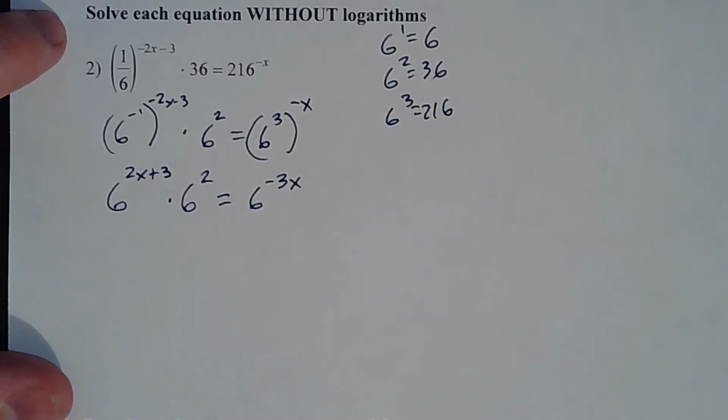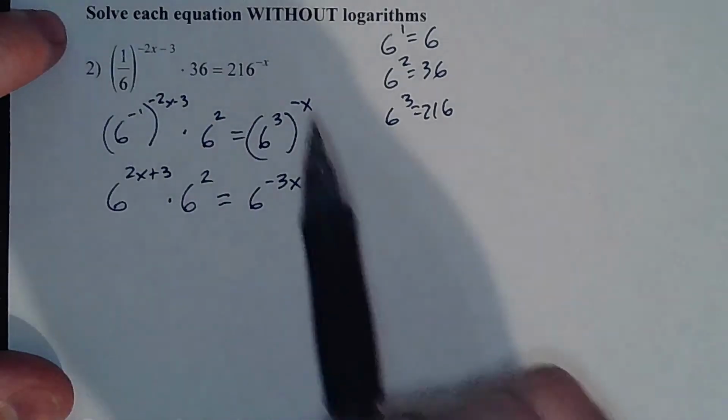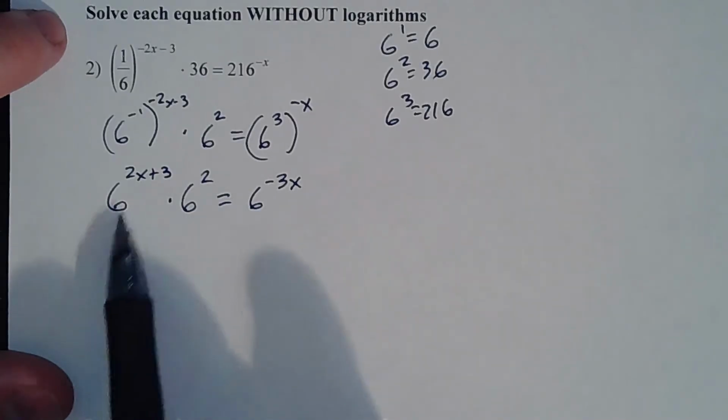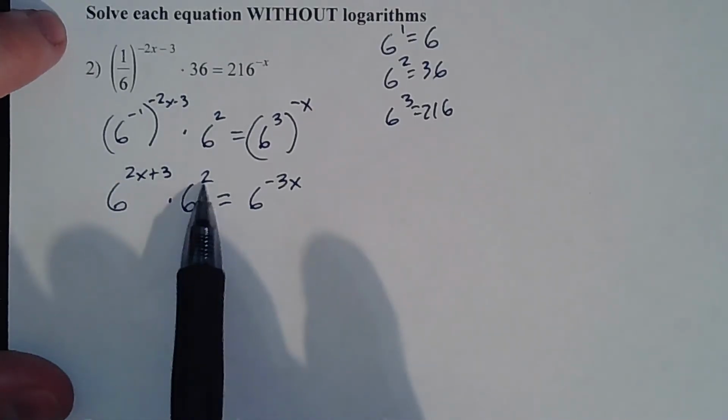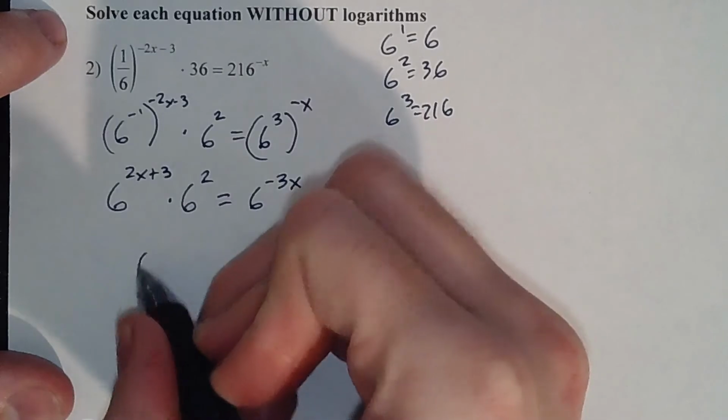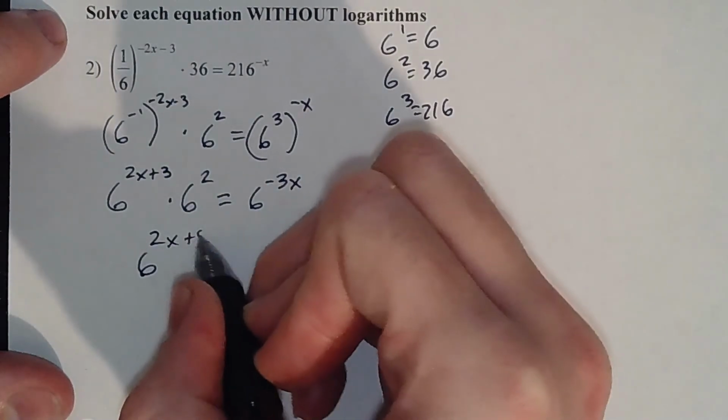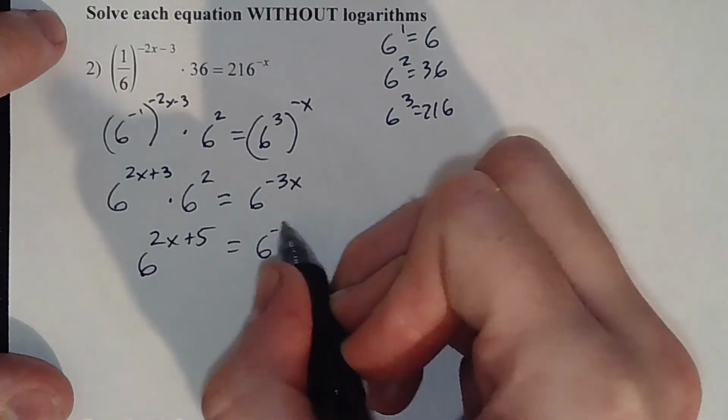The next idea, though, we need to add our exponents. Remember the rule that when you multiply like terms, you're adding these exponents together. So adding these exponents together is going to be 6 to the 2x plus 5 equals 6 to the negative 3x.